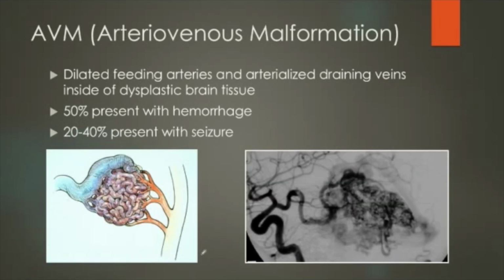Arteriovenous malformations are the malformations that we are most concerned about. They are dilated feeding arteries and arterialized draining veins inside dysplastic brain tissue. Given that the arterial system has much higher pressure than the venous system, having blood go directly from the arterial system to the venous system results in high pressure seen by the venous vasculature. Given this, they have a high risk of hemorrhage. 50% of patients with AVMs present with hemorrhage, while 20 to 40% present with a seizure.